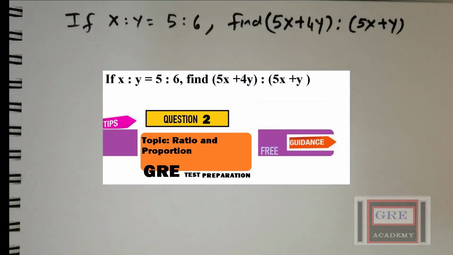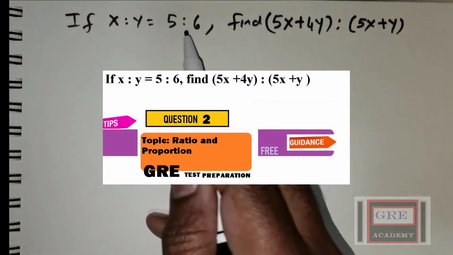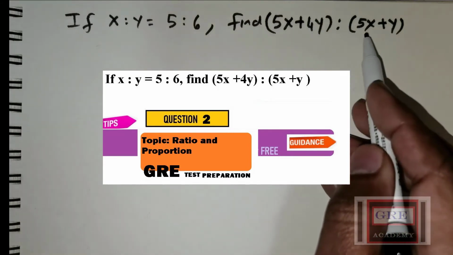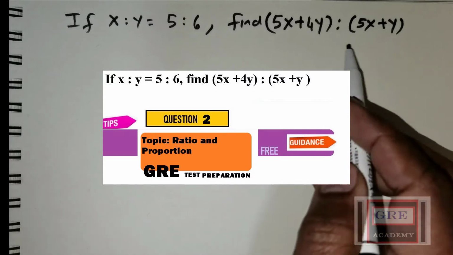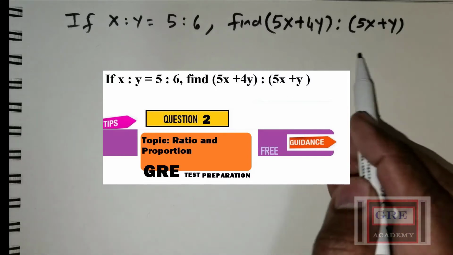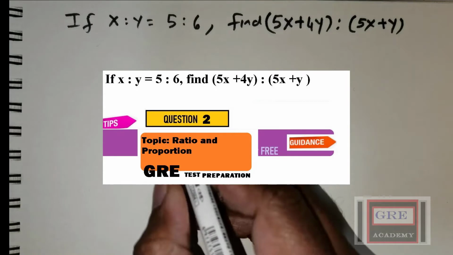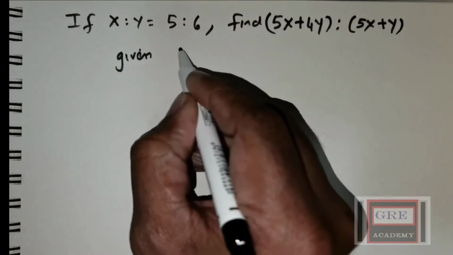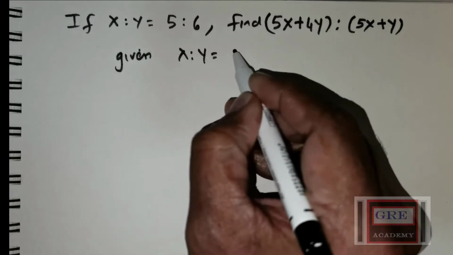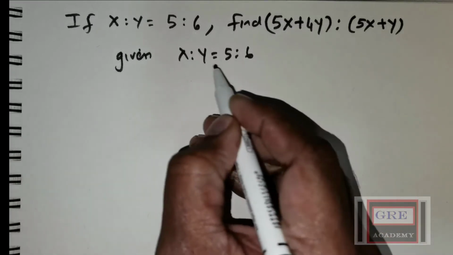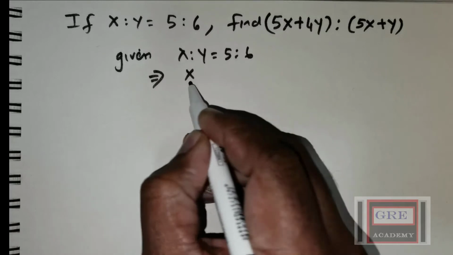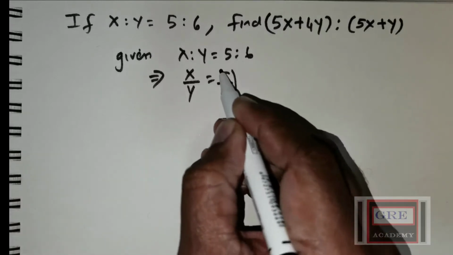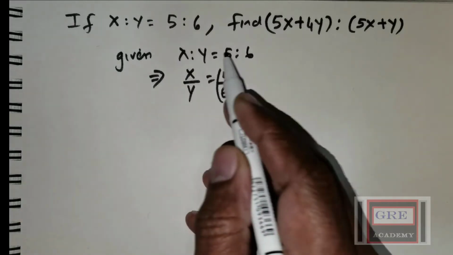Students, we are given this question, if x is to y is 5:6, find (5x + 4y) is to (5x + y). So you're asked to find the value of this ratio. Now we are given that x is to y is 5:6. So I can rewrite this as, this implies x over y is 5/6. So this is the inference that we get.